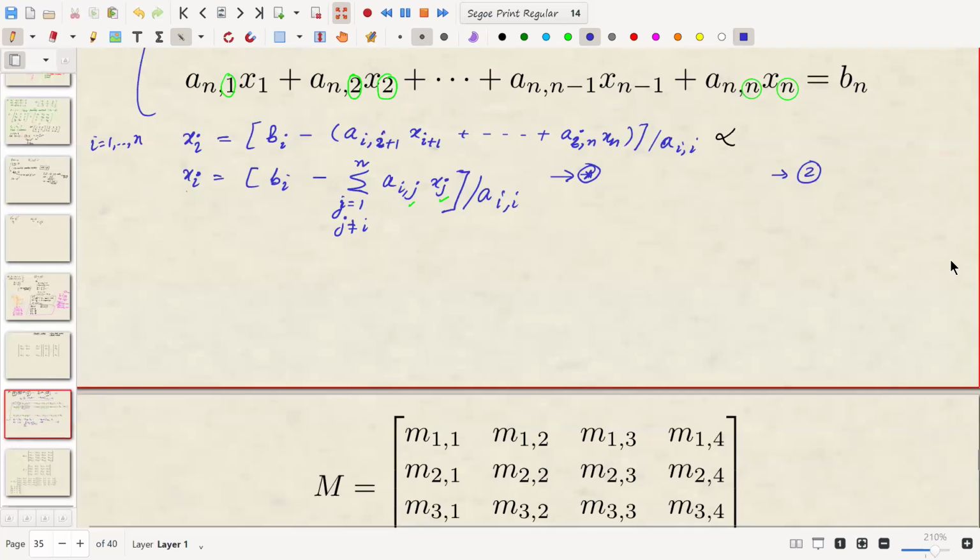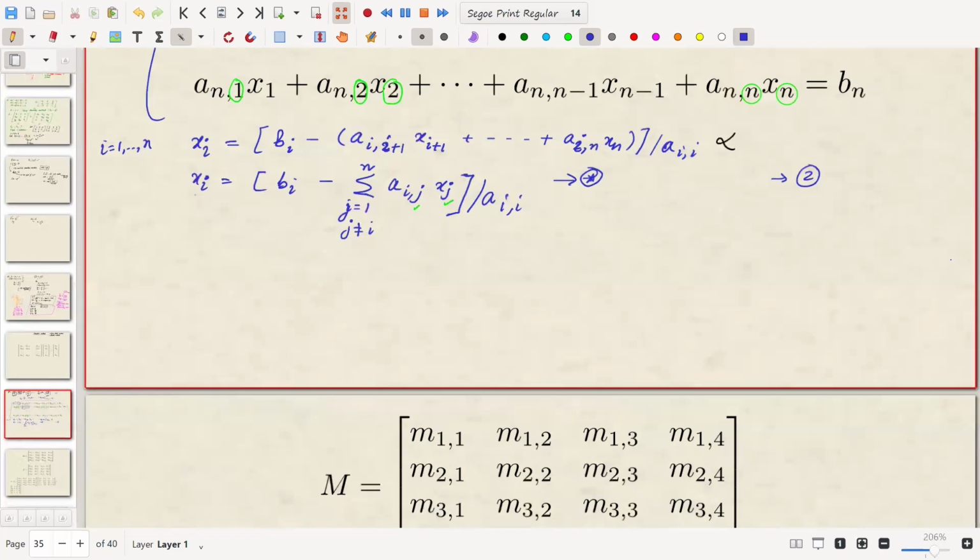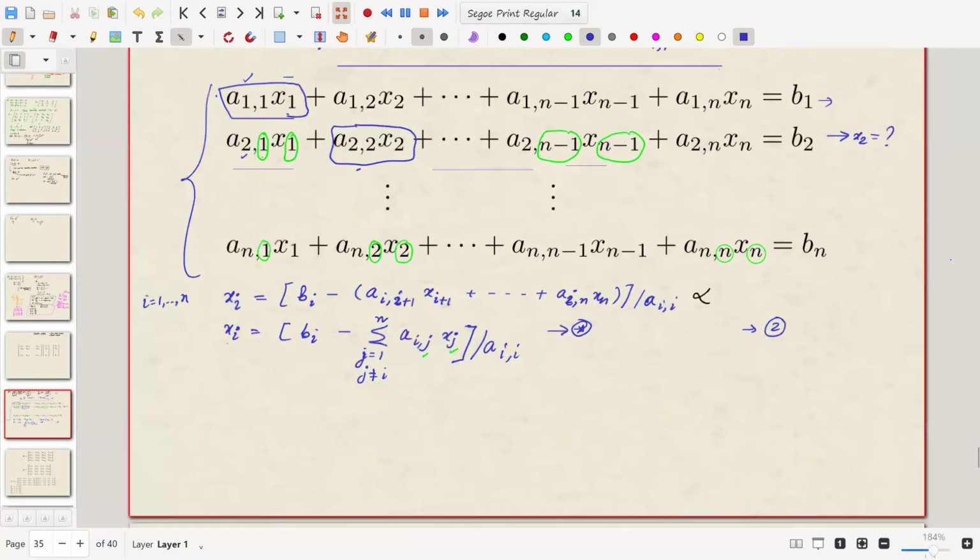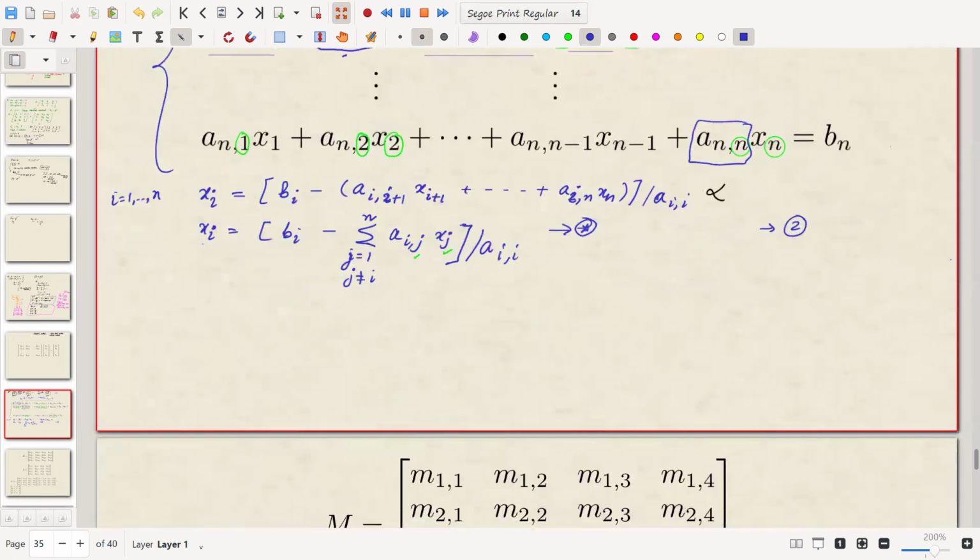Okay. Now, xi I wrote like this. Is everyone happy with this equation? xi equals to bi minus summation aij xj divided by the aii term. And why were we dividing by the aii term? We were taking it from the diagonal. So if you want to solve for xn, we have to take this form and solve the last equation. Okay, so you got an idea of how this is working.